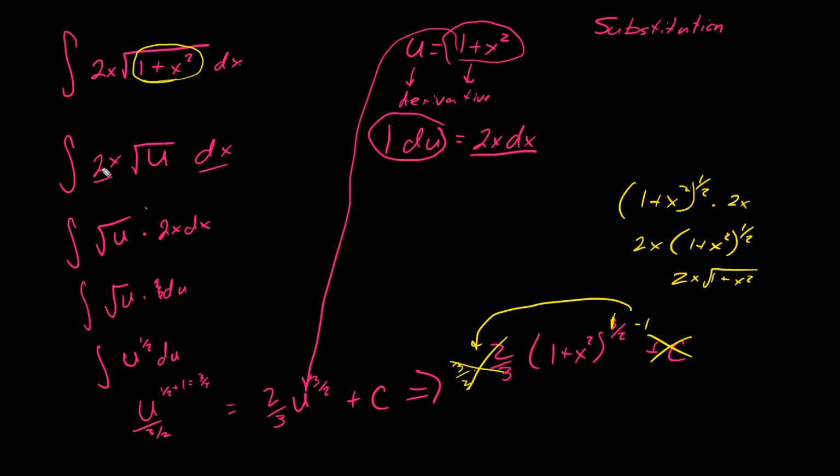Sometimes not. For example, if this had just been an x here, I would have to divide both sides. So basically do 1/2 times both sides to get 1/2 du is equal to x dx. And then I'd replace this with 1/2 du. So I'd have to do some manipulation here, which is fine. You can do that.